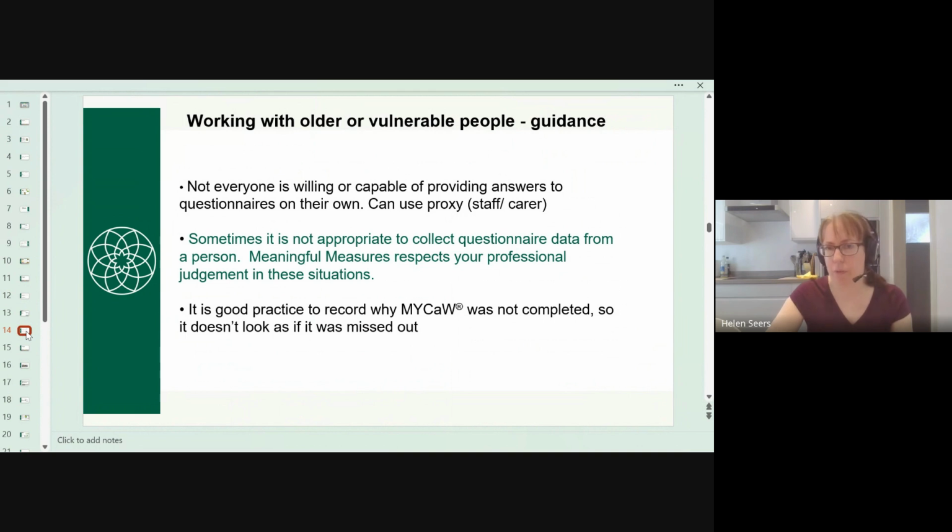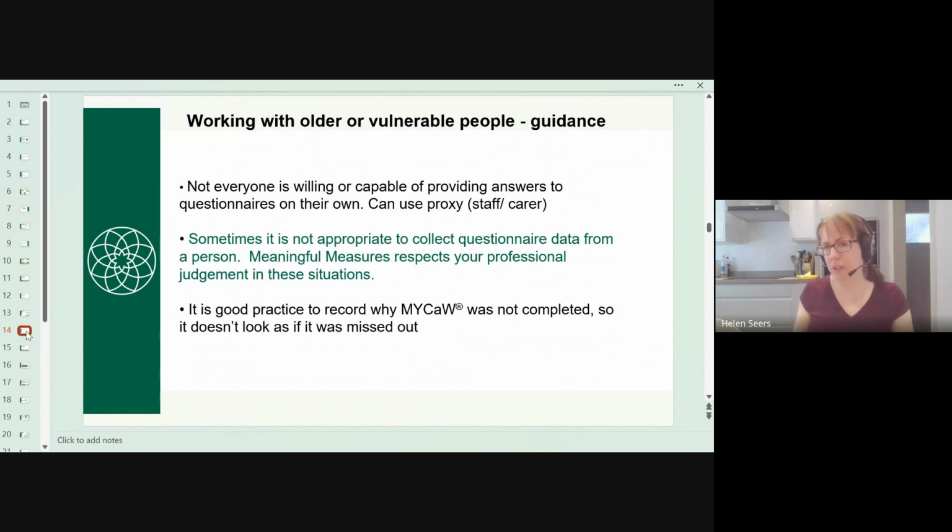Not everyone can provide answers. If you're in that situation, you can use the proxy situation. So yourself or a carer can help to derive those concerns on behalf of the person, but you have to state that on the form. Ideally, though, the person themselves would be the one providing the information. I'm really worried about whatever.